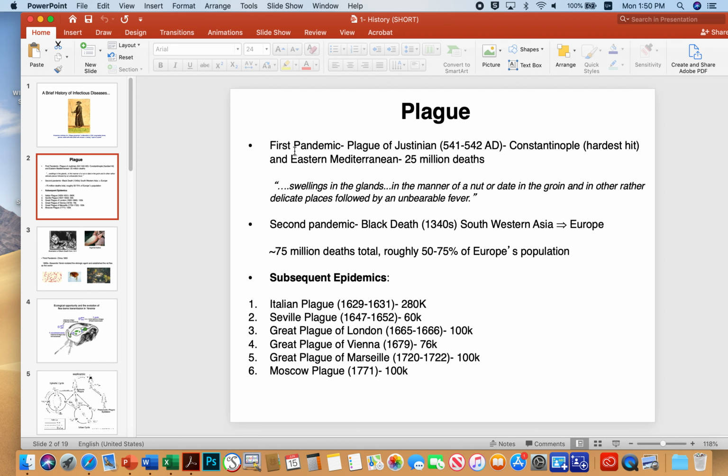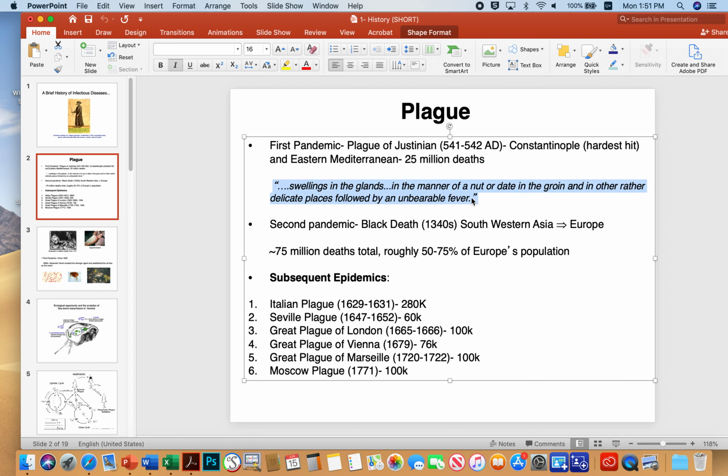But the three main ones include the first pandemic, which was the plague of Justinian, that hit the Eastern Roman Empire centered in Constantinople, and it was believed to have killed about 25 million individuals, very dense populations of societies back then. And this particular piece of information from some medical literature that happened after this event, but it was sort of a retrospective, suggested that this was indeed a bubonic plague, and that there was swelling in the glands in the manner of a nut or date. And so those are characteristic signs of bubonic plague.